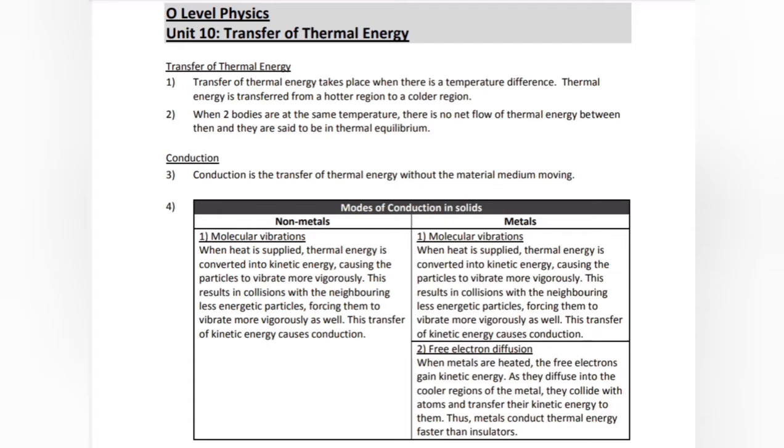2. Free electron diffusion. When metals are heated, the free electrons gain kinetic energy. As they diffuse into the cooler regions of the metal, they collide with atoms and transfer their kinetic energy to them. Thus, metals conduct thermal energy faster than insulators.